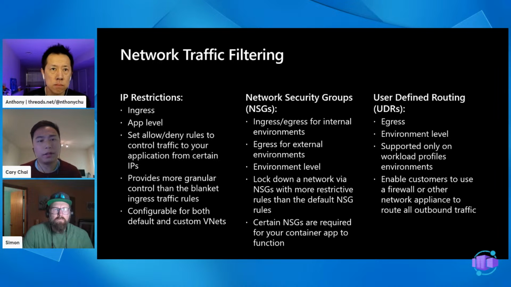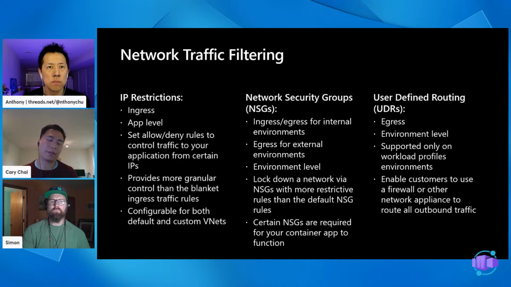Now, really quickly and briefly, there's a different whole set of features as well for filtering the network traffic. So figuring out, hey, who is able to communicate with my application? What resources is my application able to reach out to? So there's IP restrictions, and this is the 1 out of 3 that happens at the application level. So IP restrictions you'd have to set individually for each application, and you can basically say, hey, which IP addresses do I want to restrict or receive traffic from?